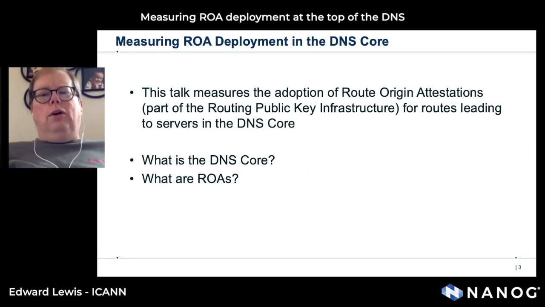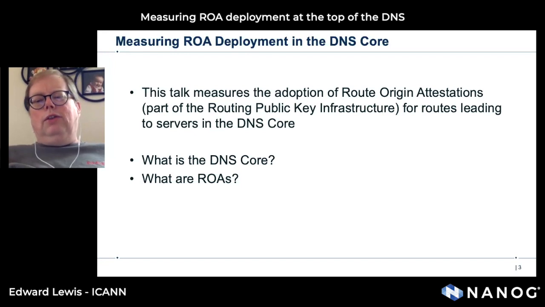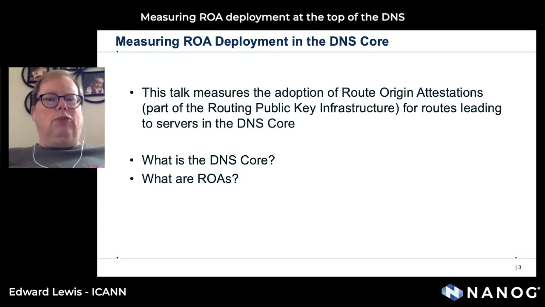And I'm going to look at one case of this. Now, in the talk, I'm going to look at the adoption of route origin attestations, which are part of the routing public key infrastructure. These are used to protect the routing system, which many people are probably really familiar with from other talks. But I'm looking at only the routes that are leading towards servers that are part of what we call the DNS Core.